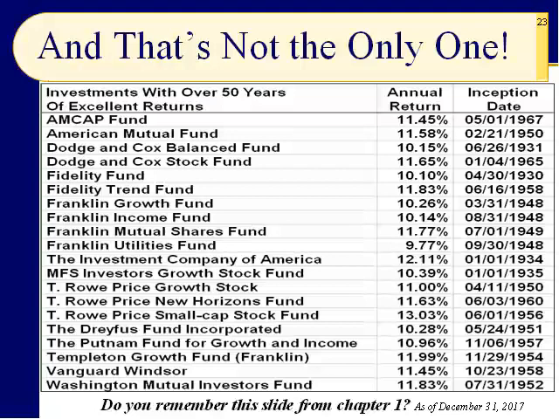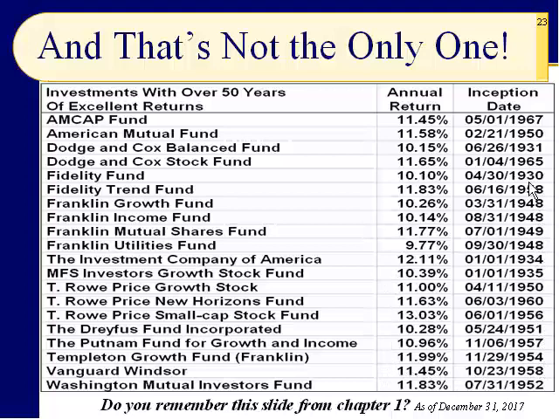Slide 23. And that's not the only one. I'm not trying to sell you ICA, the Investment Company of America. It's been around since 1934. Actually, it started back in the 20s, but then they changed managers, so they restart the clock. But look, do you remember this slide from chapter 1? Yeah, this is as of December 31st, 2017.